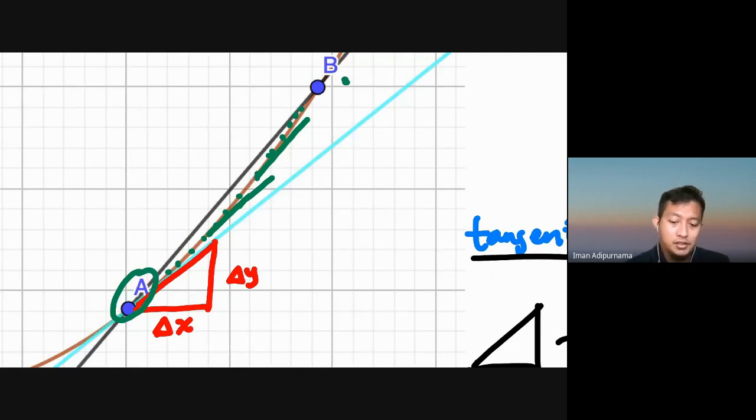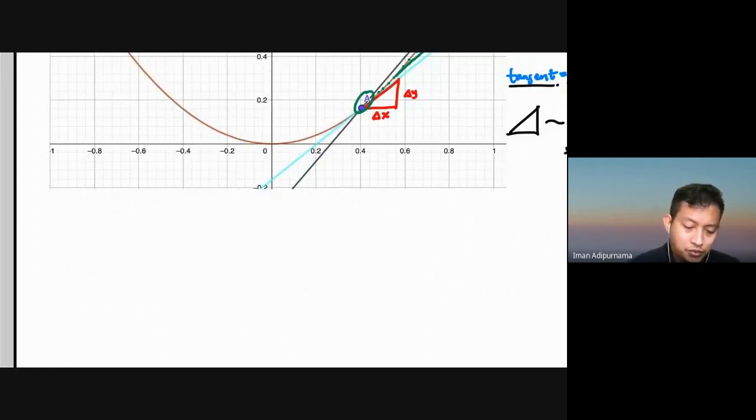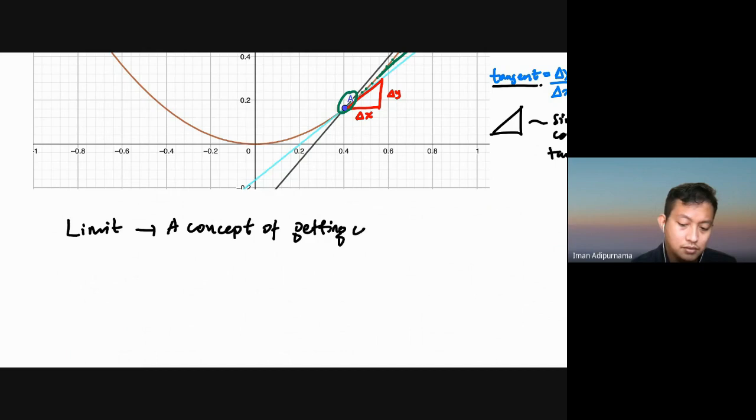Okay. So here's the deal for the limit as introduction. Limit is basically a concept. Let me just write: a concept of getting closer. How close? It's really, really close.